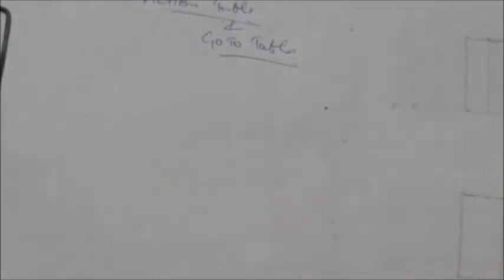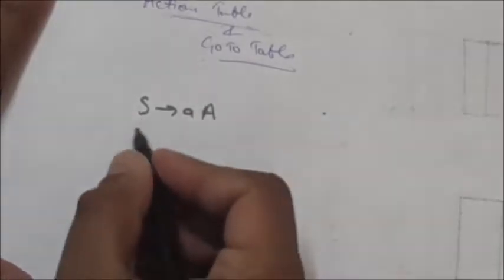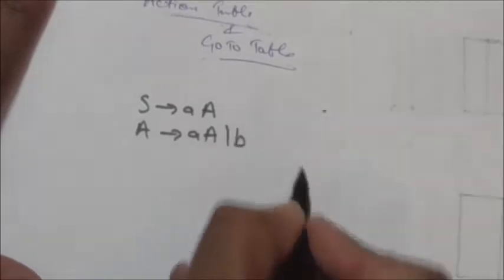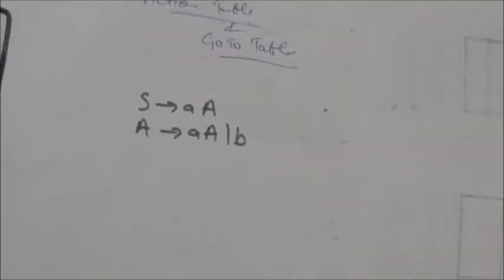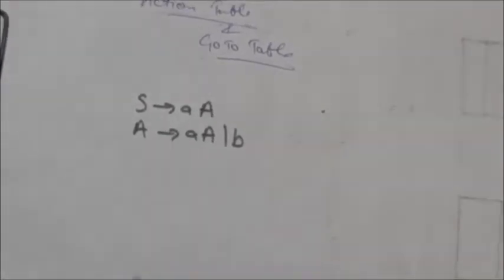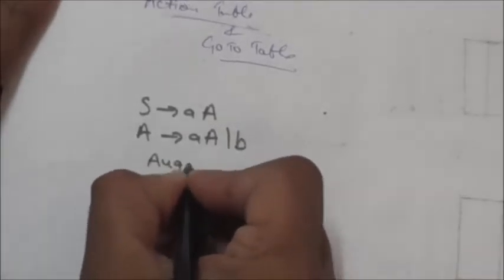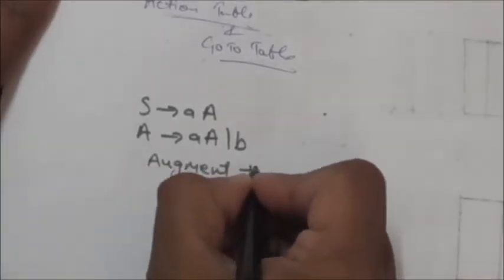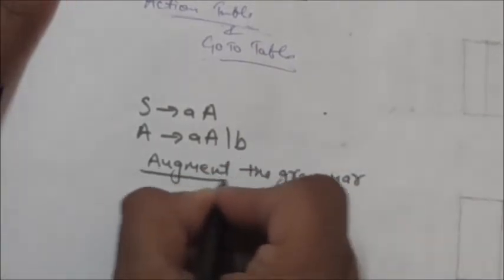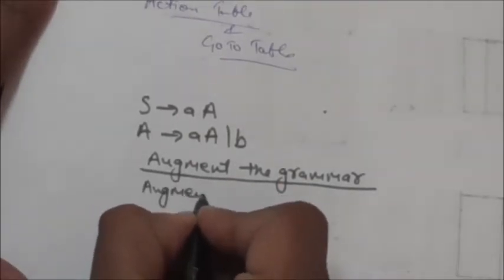Suppose this grammar is given to us, right? This grammar is given to us. Now we have to construct the action table and Goto table for SLR1 parser for this grammar. So the first step is to augment the grammar. We need to augment the grammar. Right. So let us see what will be the augmented grammar of this.